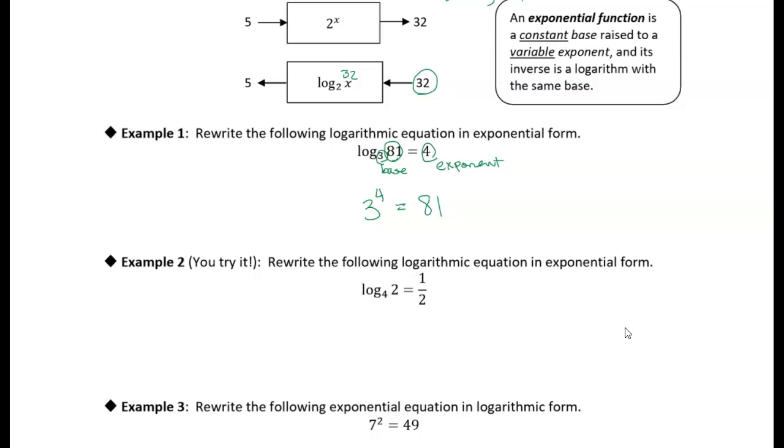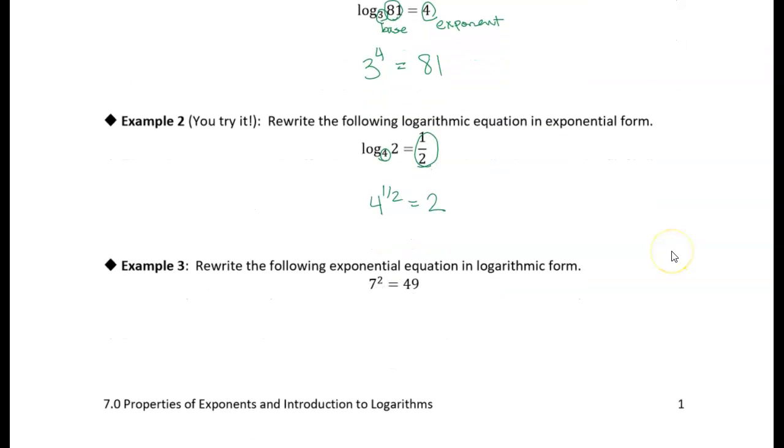All right, so we have the base, so it's going to be 4 to the exponent. The exponent is 1/2. 4 to the 1/2 is equal to the thing we're taking the log of. It's 2. Boom. That's it. That's all there is to it. All right, so let's take a look at another one.